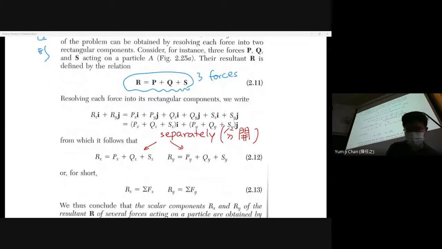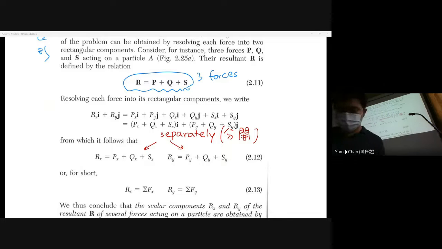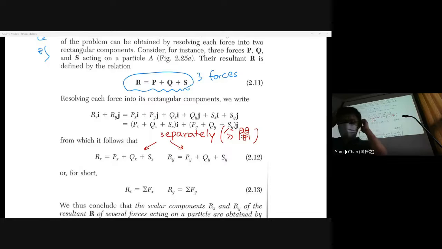Oh, wait a minute. I think I should use this. Just give me a minute. Oops. Okay, now, we add x and y components separately.